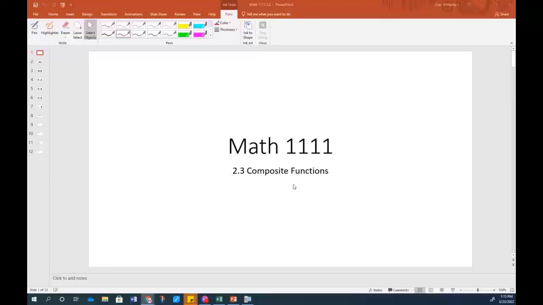Hello, today we're going to talk about composite functions. The difference between composite functions and when we did the last section, algebra functions, is now rather than adding, subtracting, multiplying, or dividing them, we are actually going to put one function into another one as if it were the own x value.